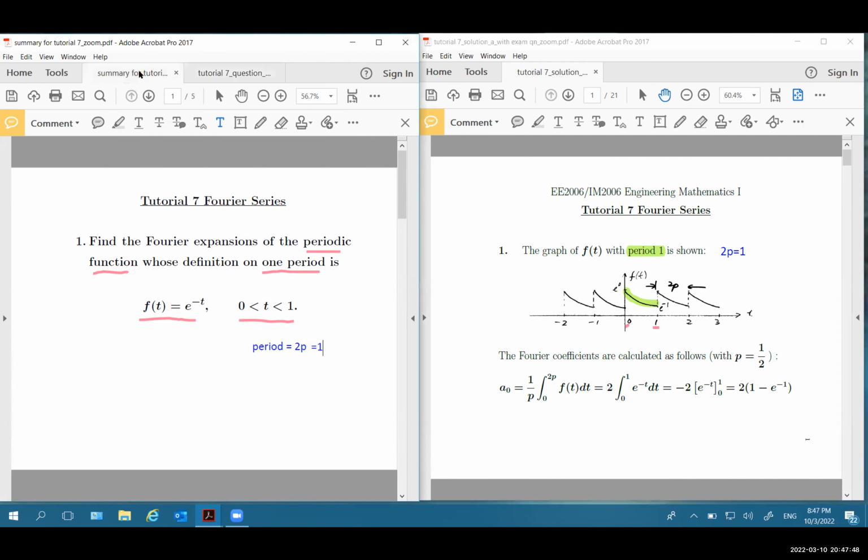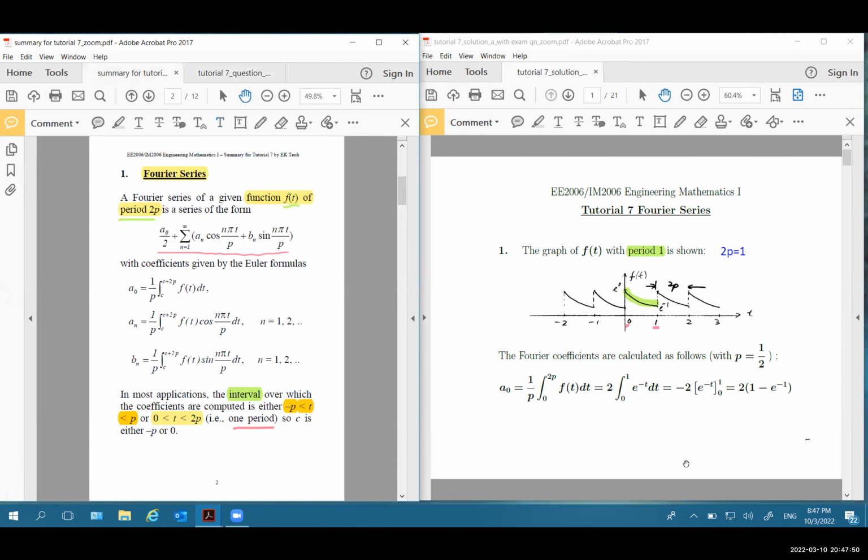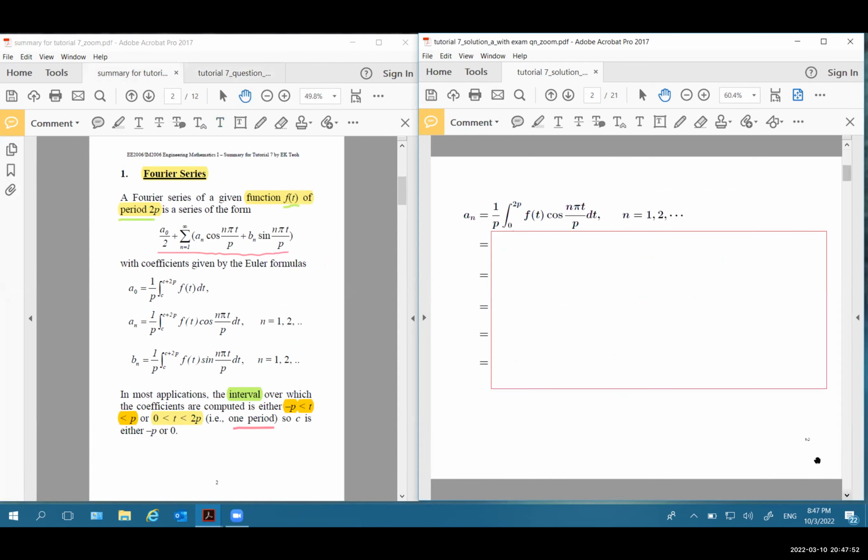Now I go to An. This is the An formula. Integrate 0 to 2p, and then I put in the f(t). Of course, our p is half, since 2p is 1, so p is half. So we are getting this.